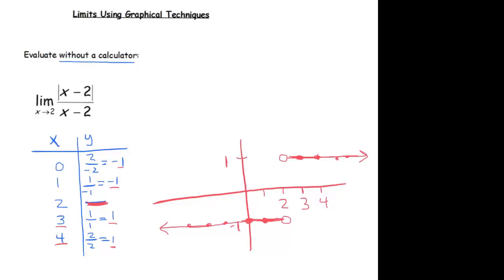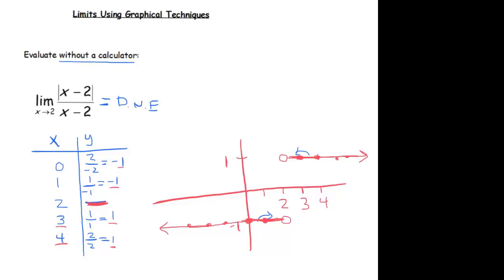And at this point you'll notice that if I wanted the limit as x goes to 2, well, as I approach from the right, I'm going towards 1, and as I approach from the left, I'm going towards negative 1. So since those aren't the same, this limit does not exist. Limit does not exist.